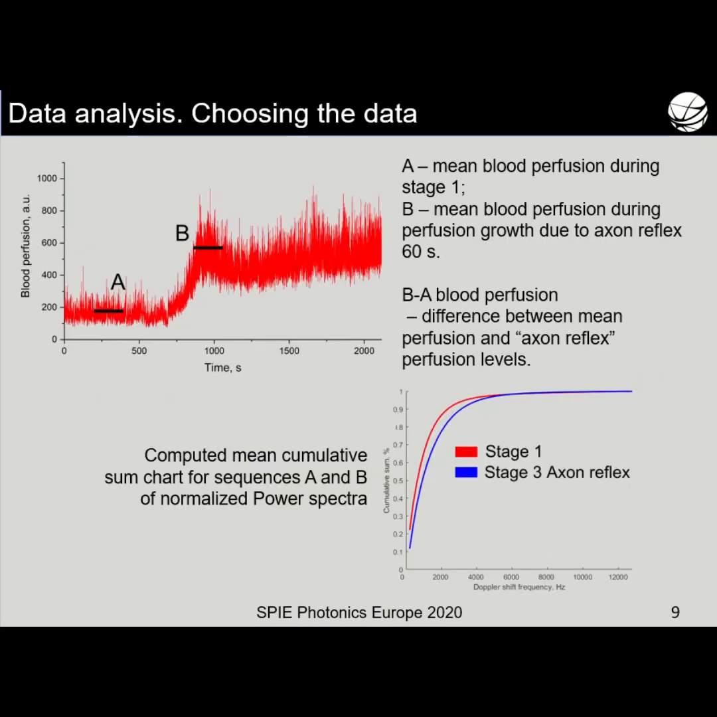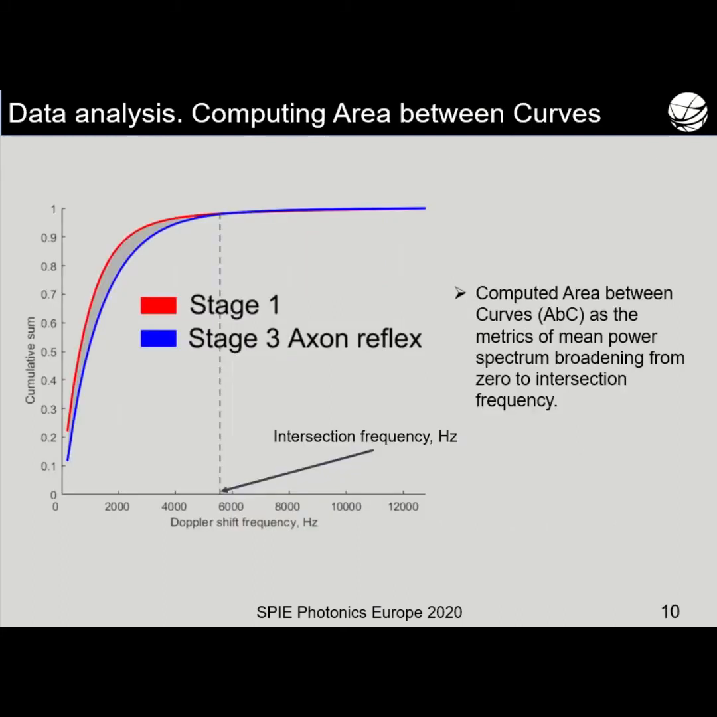The following signal time bands were selected for the proposed analysis. The letter A means averaging by the full time duration of stage 1. The letter B means averaging by the axonal reflex period. By B-A, the blood perfusion parameter describes the reserve features of blood flow. As a metric of spectrum broadening, we chose the area between curves parameter averaged by stage 1 and axonal reflex period respectively. Here it is simply recognized that the signal is redistributed to high frequencies.